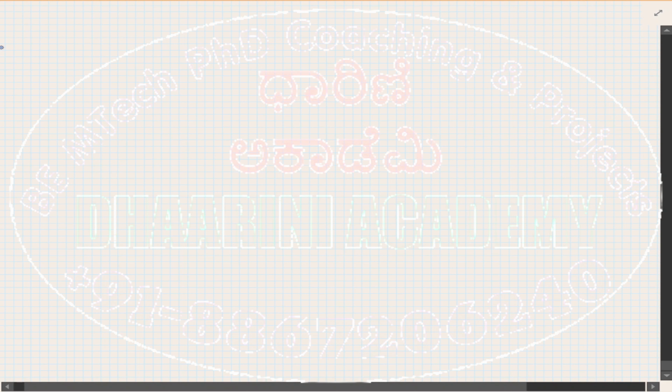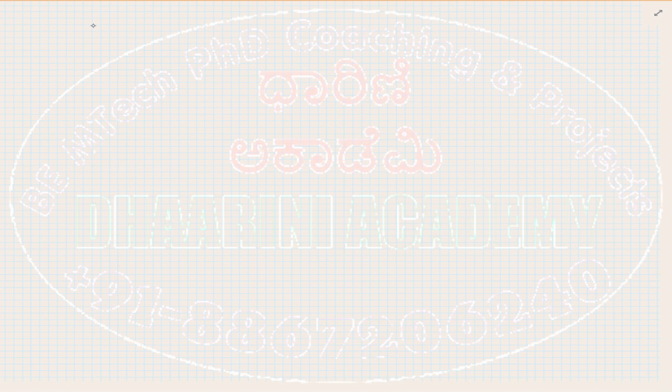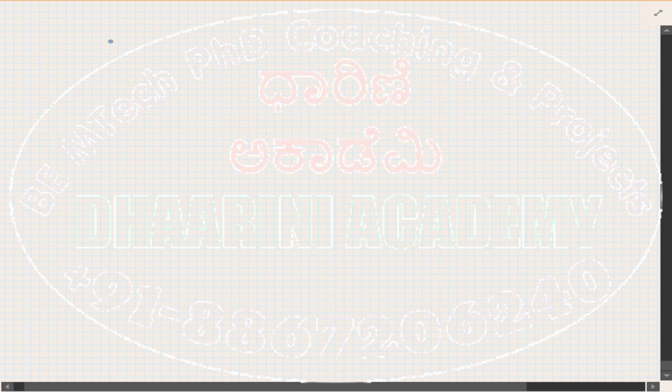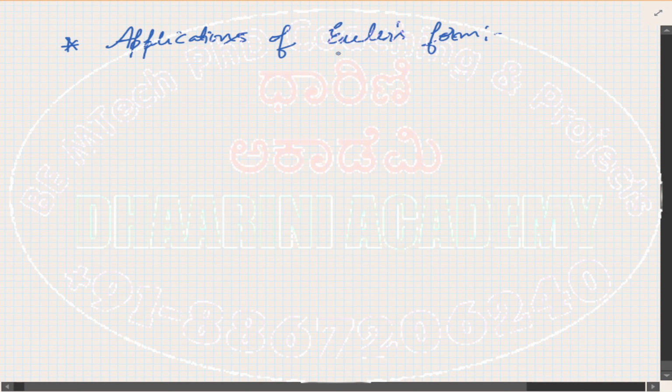The next topic is the applications of Euler's form, right? We have seen Euler's form. Next, we'll see its applications.